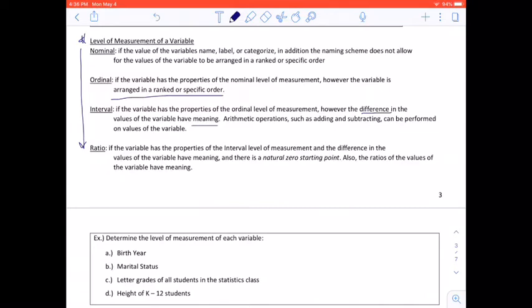Ratio is going to be if the variable has the properties of the interval level of measurement. So the differences have some kind of meaning. And there's going to be a natural zero starting point. And then the ratios, and ratios is going to be division, those have a meaning also. So you're able to divide your numbers and that has a meaning to it.